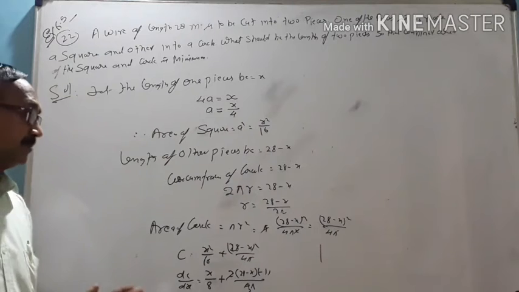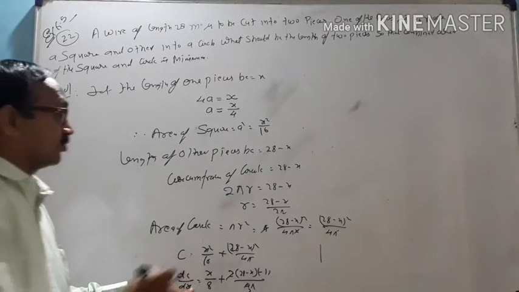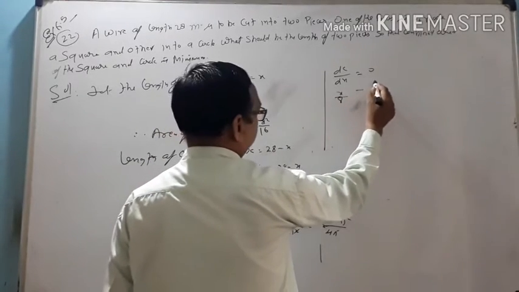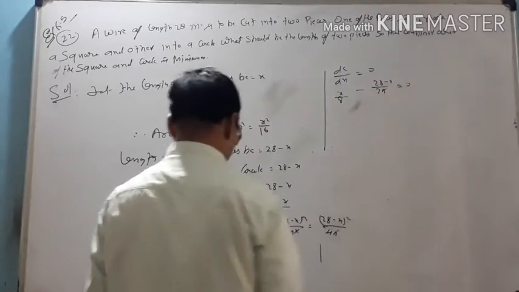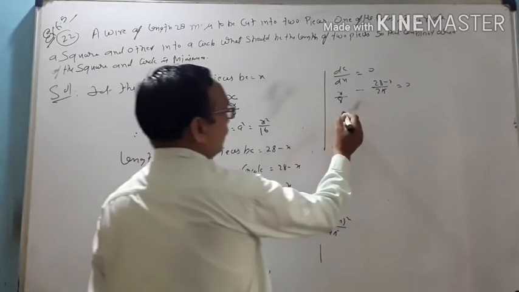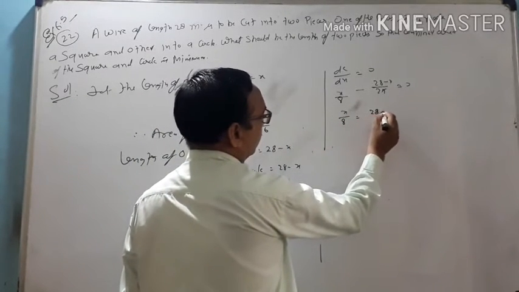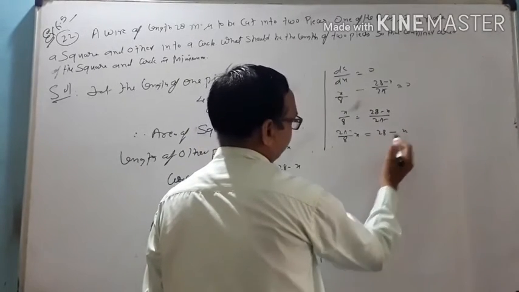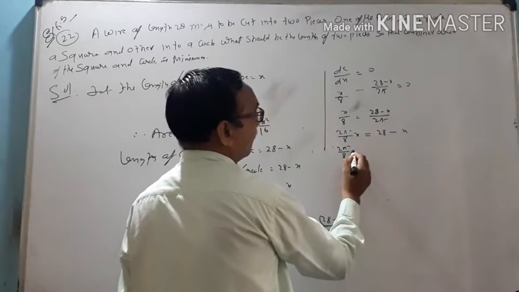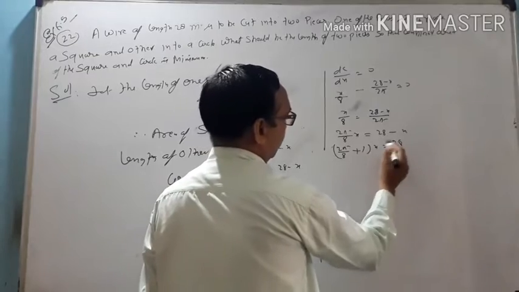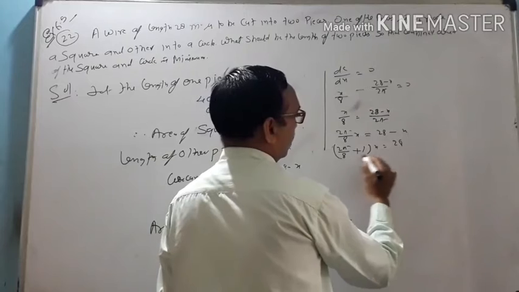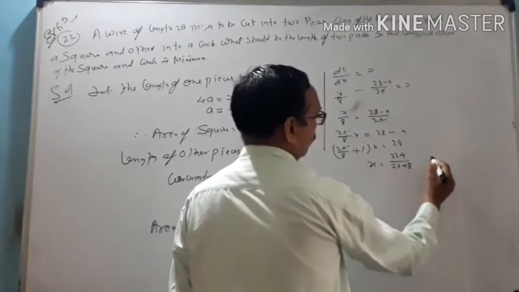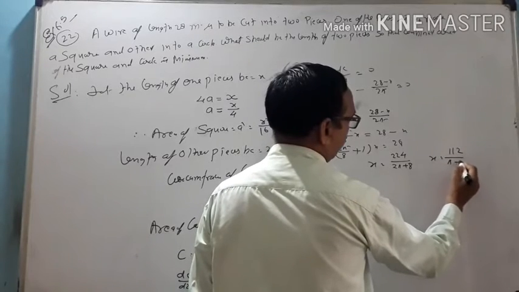Now we find the length of each piece. So we put dC upon dx equal to 0. That means x upon 8 minus 28 minus x upon 2 pi is equal to 0. So x upon 8 equals 28 minus x upon 2 pi, or 2 pi upon 8 into x equals 28 minus x. So 2 pi upon 8 plus 1 into x equals 28. Now we take LCM, so you get x equal to 224 upon 2 pi plus 8. So x is equal to 112 upon pi plus 4.